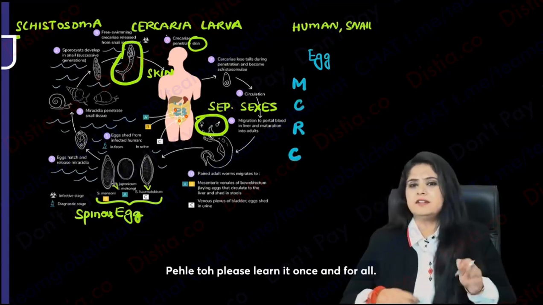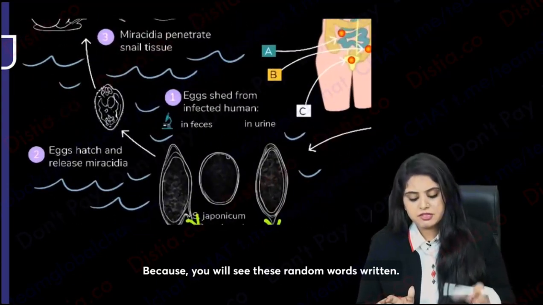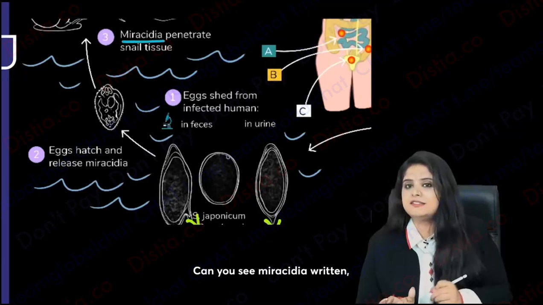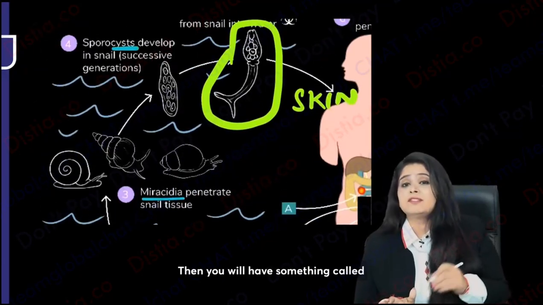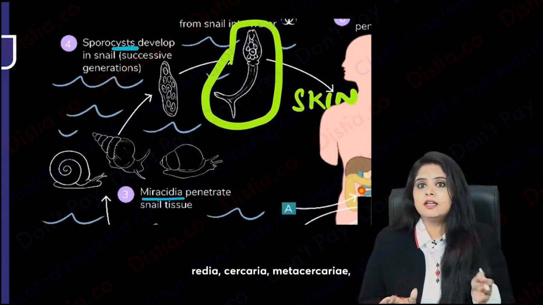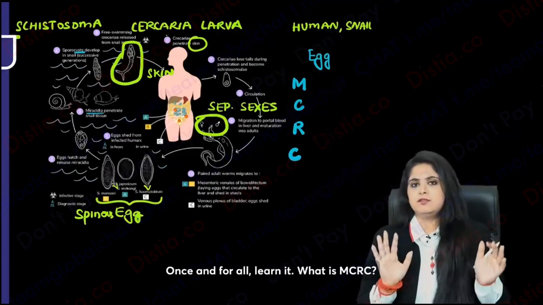First, please learn it once and for all. What is MCRC? Because you will see these random words written. Can you see Miracidia written? Then can you see cysts written over here? Then you will have something called radia, cercaria, metacercaria. Something like that will be written, so you will keep getting confused. Once and for all, learn it.